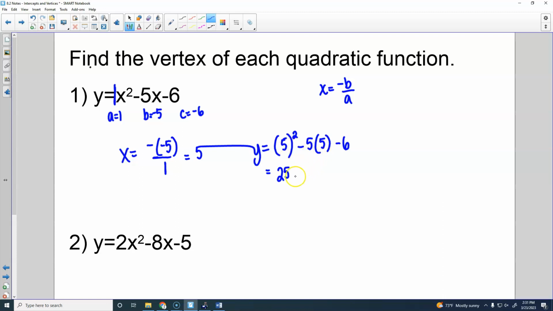So we'd have 25 minus 25 minus 6. And 25 minus 25 is 0, so we just get negative 6. So we would have our vertex would be negative 6. No, got that backwards. 5, negative 6.